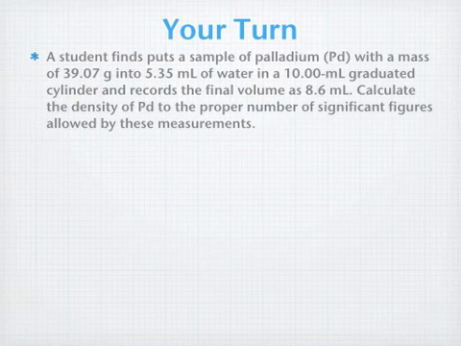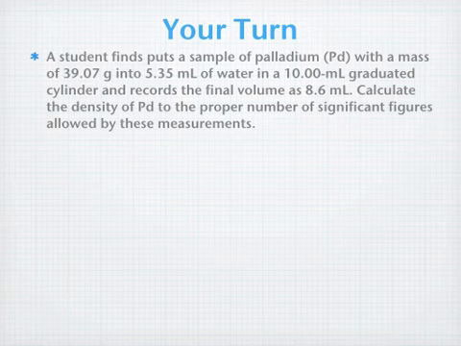Let's give you a chance to try this. We're going to take a sample of palladium with a mass of 39.07 grams, and the student is going to put it into 5.35 milliliters of water in a 10 milliliter graduated cylinder, and she's going to record the final volume as 8.6 milliliters. I want you to calculate the density here by water displacement. So remember, find the volume of the metal first, and then use that in the density equation to find the density. Keep track of your significant figures as you go. Good luck.